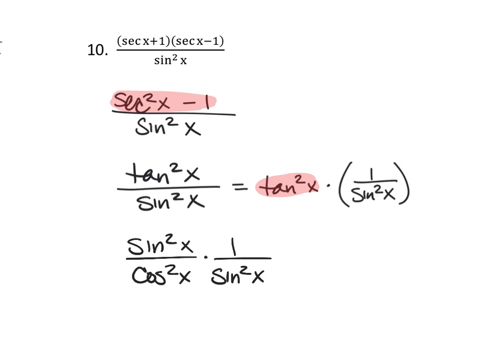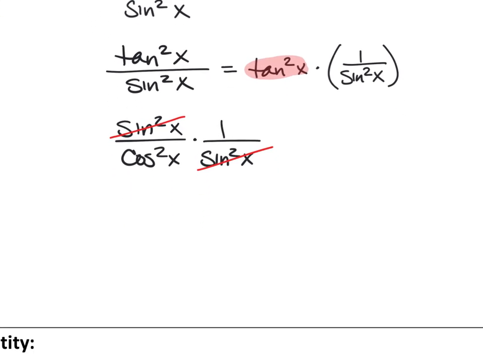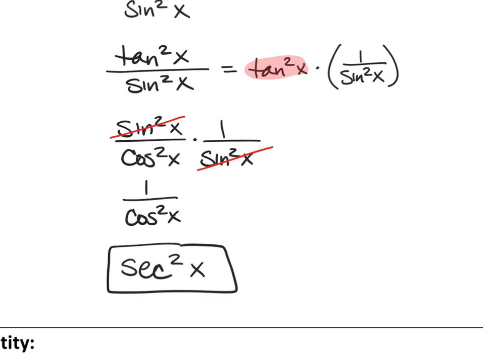What do you notice? The sines cancel each other out. So when you rewrite this, you have 1 over cosine squared of x, which, using the reciprocal identity, means that it is what? Secant squared of x.